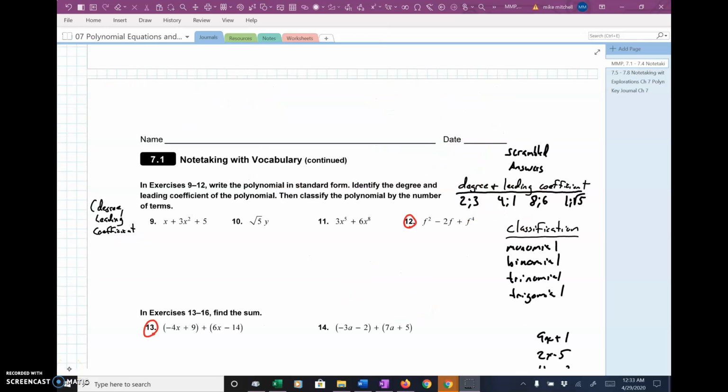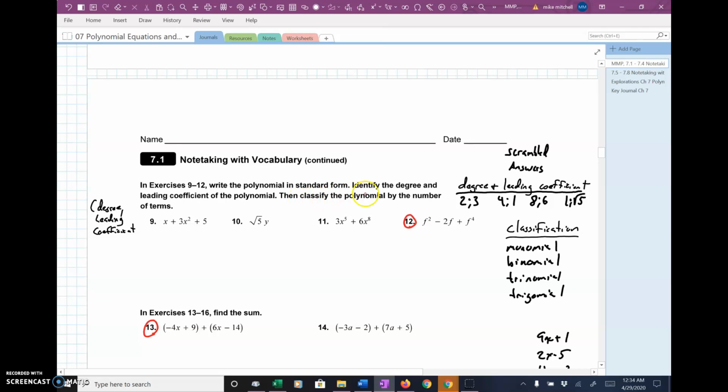For 9 to 12, I didn't write out the polynomial in standard form. That's too much of a giveaway. I did identify the degree and the leading coefficient of each polynomial. That's these. So 2 would be the degree, 3 is the leading coefficient. Degree, leading coefficient. Degree for 8, 6 is your leading coefficient. Same for the 1 and the root 5.